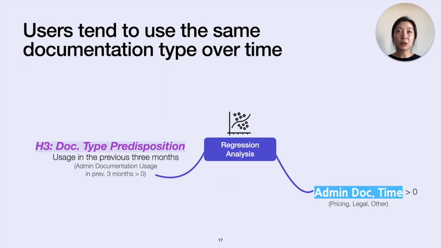Additionally, we confirmed correlations between past and future access to certain types of documentation. For example, the odds of accessing administrative documentation pages, such as pricing or legal pages, are 3.31 times higher among users who had also accessed such pages in the past 3 months compared to those who had not.